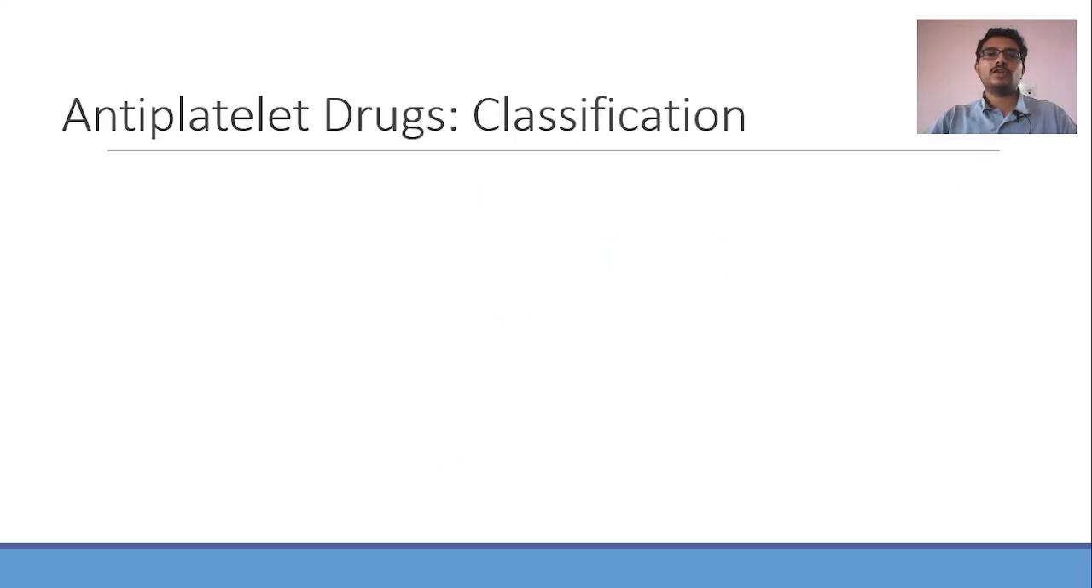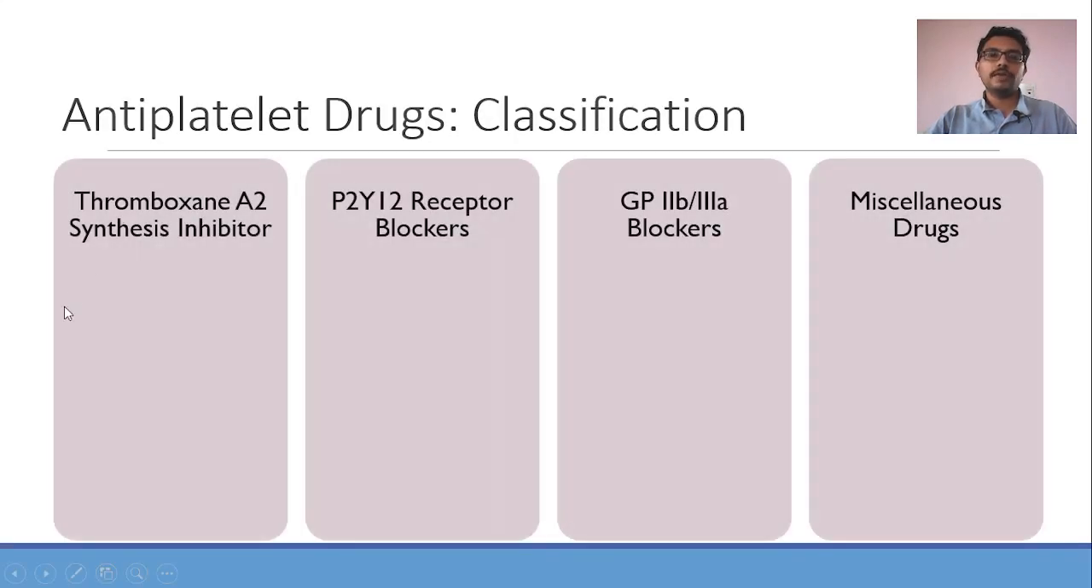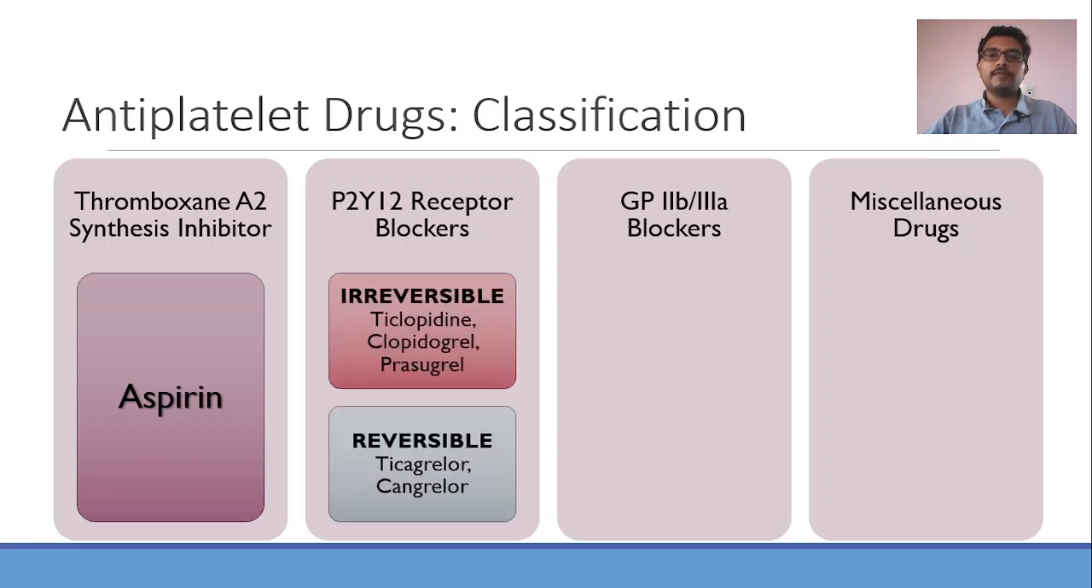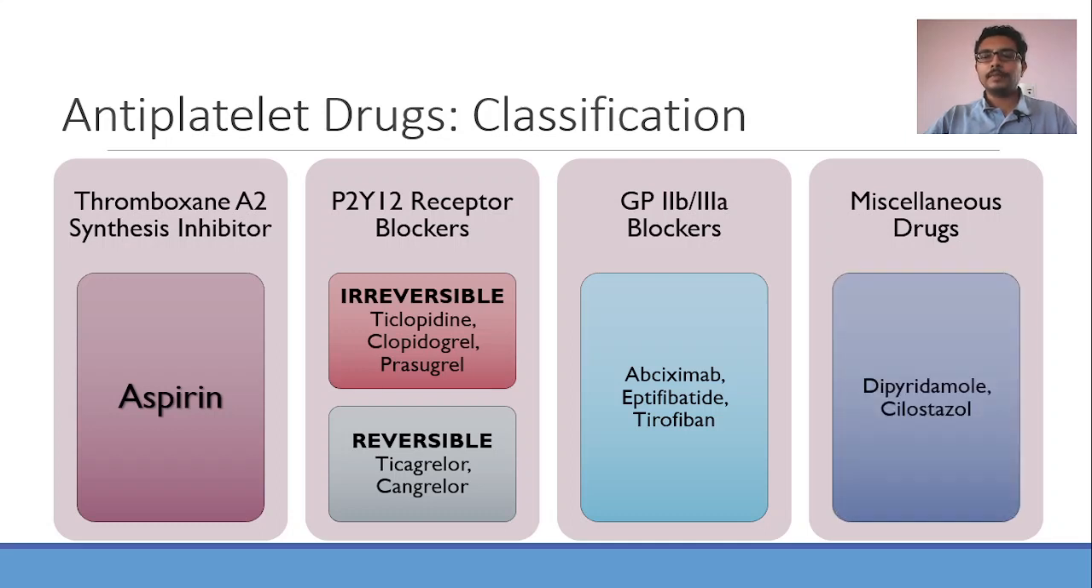So this is the classification of antiplatelet drugs. We have 4 groups: thromboxane A2 synthesis inhibitor, P2Y12 receptor blockers, GP2B3A blockers, and there are some miscellaneous drugs which act through miscellaneous mechanisms. Thromboxane A2 synthesis inhibitor, only one drug is there, that is aspirin. P2Y12 receptor blockers are further classified into irreversible blockers and reversible blockers. We have ticlopidine, clopidogrel, prasugrel. Reversible ones are ticagrelor, cangrelor. GP2B3A blockers are the tongue twister drugs, abciximab, eptifibatide, tirofiban. And we have got 2 miscellaneous drugs, dipyridamole and cilostazol.